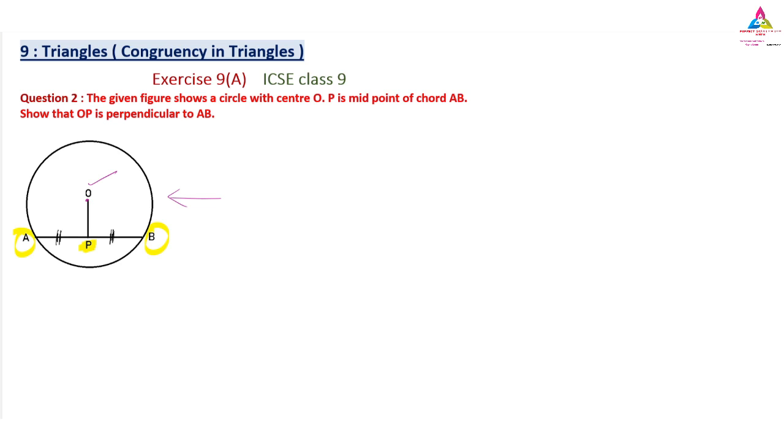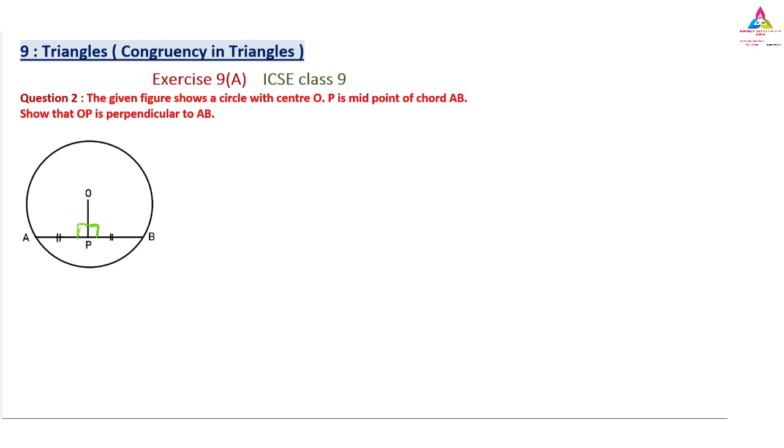Again, what we have to prove is OP perpendicular to AB, which means the line OP is perpendicular to AB, making 90 degrees here. So how do we prove perpendicularity? Perpendicular is nothing else than making 90 degrees. So here we have to prove that angle OPB is 90 degrees and angle OPA is also 90 degrees. Then it is called OP perpendicular to AB.